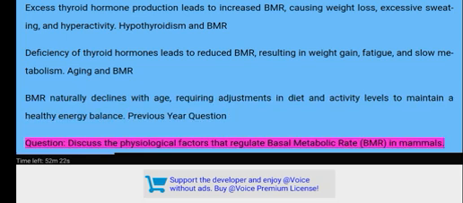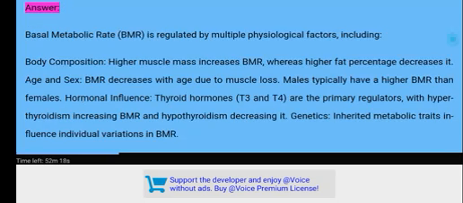Question: Discuss the physiological factors that regulate basal metabolic rate (BMR) in mammals. Answer: Basal metabolic rate is regulated by multiple physiological factors, including body composition. Higher muscle mass increases BMR, whereas higher fat percentage decreases it. Age and sex: BMR decreases with age due to muscle loss. Males typically have a higher BMR than females.